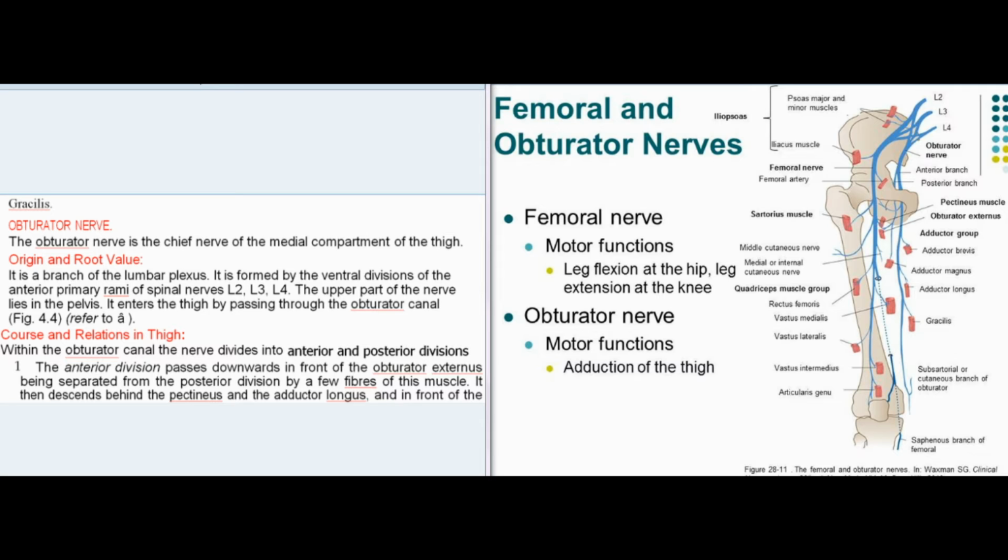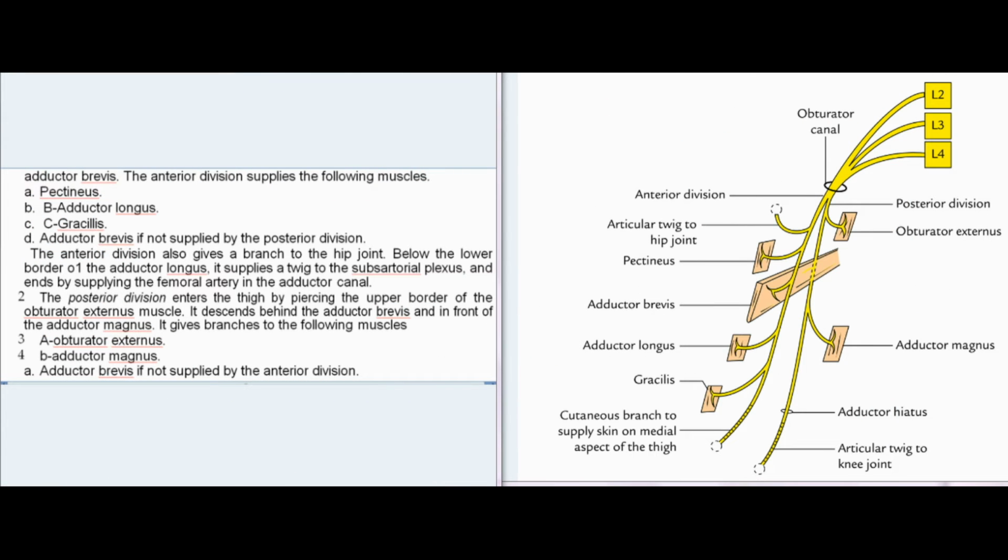Within the obturator canal the nerve divides into anterior and posterior divisions. 1. The anterior division passes downwards in front of the obturator externus, being separated from the posterior division by a few fibers of this muscle. It then descends behind the pectineus and the adductor longus, and in front of the adductor brevis. The anterior division supplies the following muscles: a. pectineus, b. adductor longus, c. gracilis, d. adductor brevis if not supplied by the posterior division.